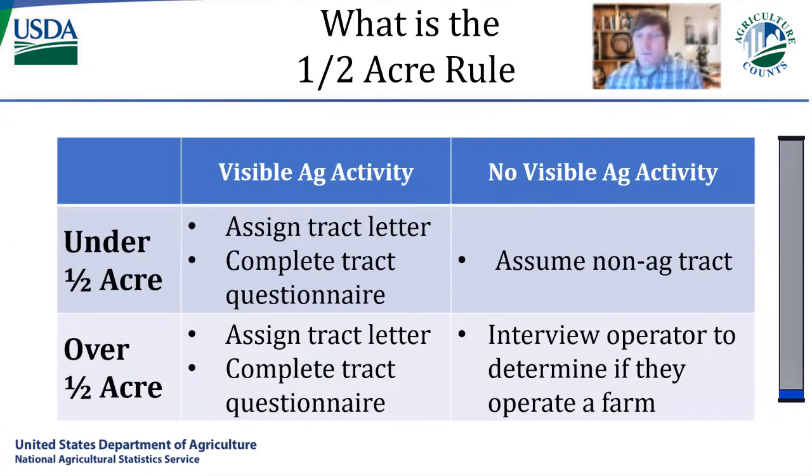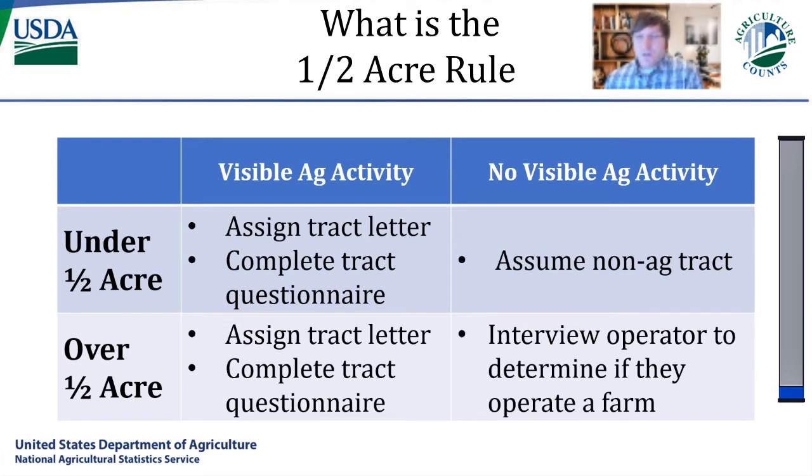So what is the half-acre rule? If the residential parcel is half-acre or less and no agricultural activity is visible, assume it is a non-ag tract. If visible signs of agricultural activity are present, including equine, screening should occur no matter the size of the lot. It could be smaller or larger than half an acre.